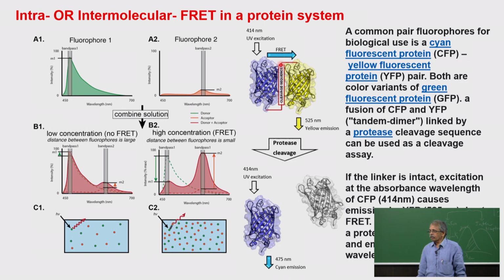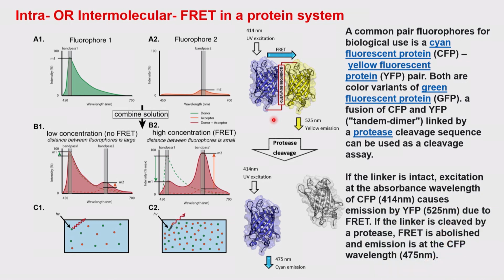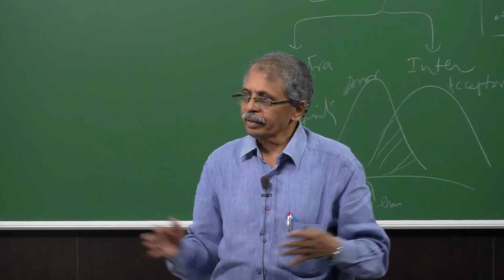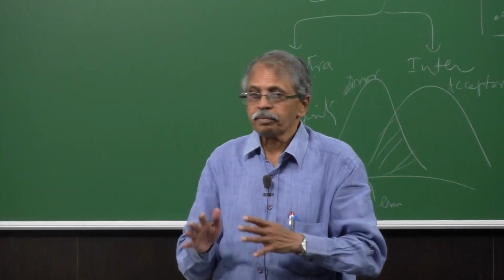Again I draw your attention once again to this particular slide here, and you can see this is the protein. So, a cyan fluorescent protein, CFP, this part of it in cyan color, and the yellow fluorescent protein, YFP. So, CFP and YFP. And they are in the same molecule connected by some peptide chain, and you can break this peptide by using a peptidase and you can separate them, or you can leave them intact.